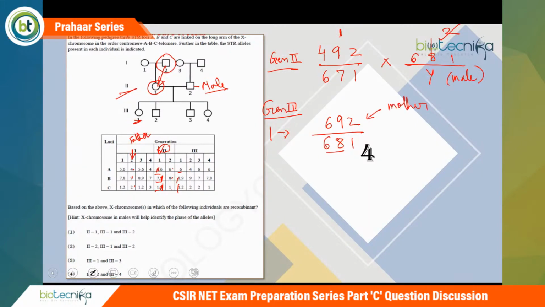Okay. Now, in the mother, does she have 6, 9, 2? No. She can form 6, 9, 2 if crossing over is happening here. Then only this 6, 9, 2 can be formed. Right? What does that mean? That this generation's first individual is receiving a recombinant X chromosome from the mother, which means that she is recombinant.